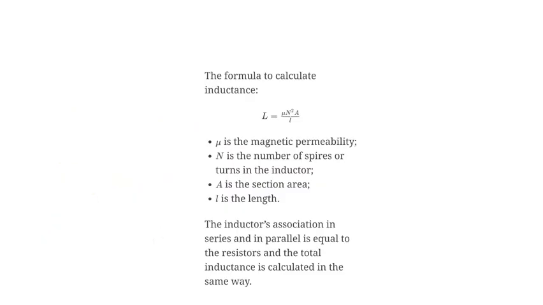The formula to calculate inductance is L equals mu n square A over L. Here mu is the permeability, as we discussed epsilon, the permittivity, there. This is permeability. N is the number of spirals or wraps, the turns, you have done. A is the cross-sectional area and L is the length. The inductor association in series and parallel is the same as for resistors, and total inductance is calculated in the same way as we do for resistance.